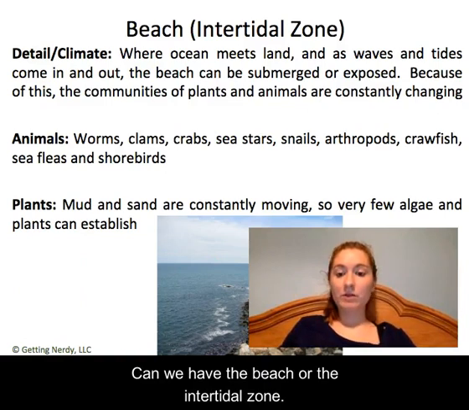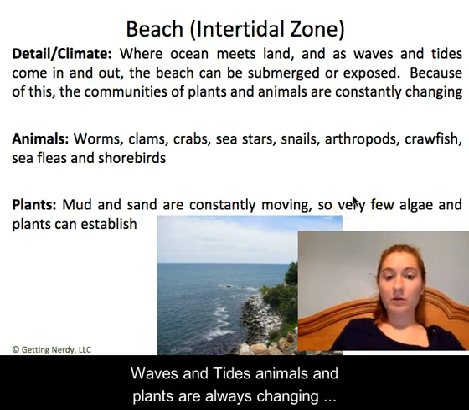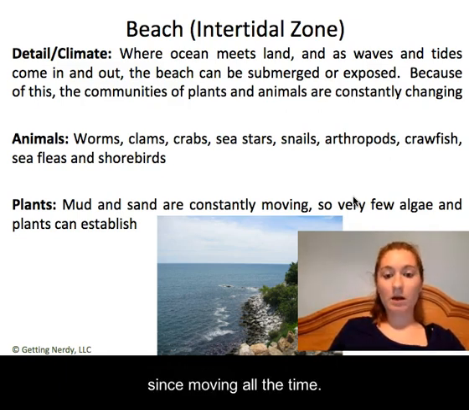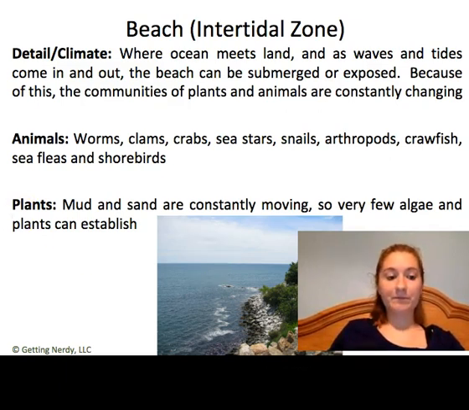Then we have the beach, or the intertidal zone. So this is where the ocean meets the land. It creates waves and tides. Animals and plants are always changing since it's moving all the time. Crabs, worms, crawfish, and mud and sand are constantly moving.